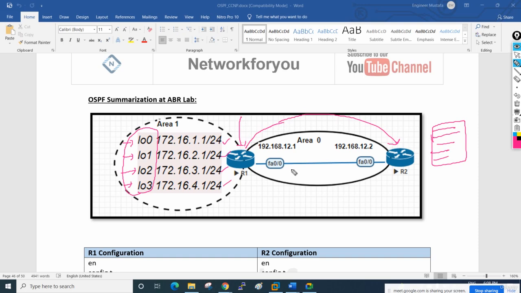But before that, I will create this lab and we will do normal OSPF, then check how it looks. After that we will look at how we can summarize the routes, what the procedure is, and how we can configure it. After summarization, we will verify what advantage we are getting. So this is the theory concept. Let me stop this theory.